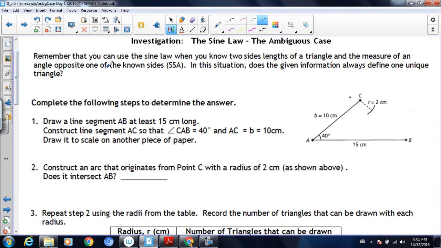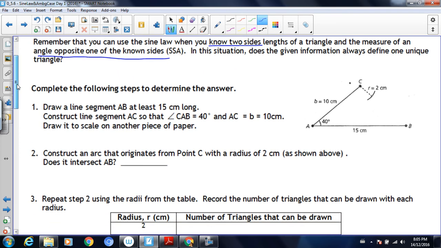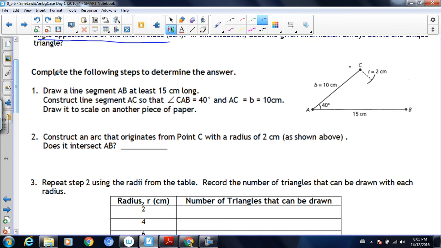So, remember, you can use the sine law when you know two side lengths of a triangle and the measure of an angle opposite one of the sides. So you can use sine law anytime this happens. In this situation, does the given information always define one unique triangle? So when you have two sides and one angle, are you always going to create one triangle? Well, we need to figure this out. According to grade 10, apparently yes, but not necessarily. So complete the following steps to determine the answer.